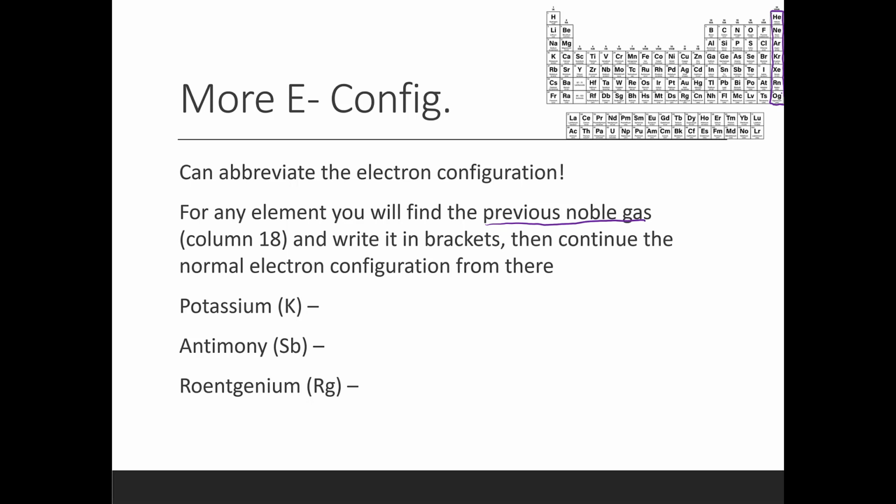So for potassium, potassium's right here, the previous noble gas, we would have to go back to the 3rd energy level, and all the way at the end would be argon. So we will write Ar in brackets, and then continue our electron configuration from that point. By writing argon in brackets, we're saying, hey, this is the electron configuration for argon plus whatever comes next. Luckily, it's very short. Potassium is just 4s, and it's the first one, so that's 4s1.